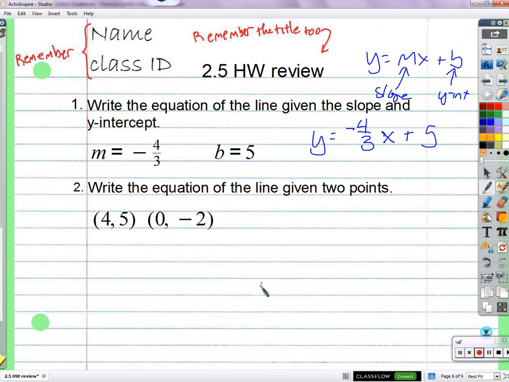Okay, this one, a little more work. What part of the equation can we find first? Y-intercept. Which is? Negative 2. We got an x of 0 there. The y-intercept is negative 2. So we need the slope. How are we going to find the slope? 5 minus negative 2. Very good. And then 4 minus 0. 5 minus negative 2 is the same as 5 plus 2. That's 7/4. Okay. So we have 7/4 x minus 2. Good, any questions?